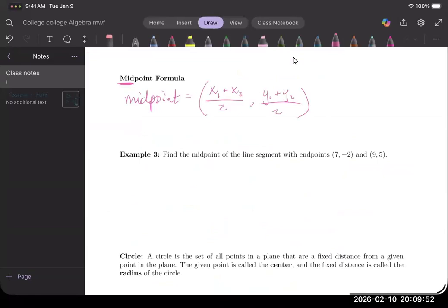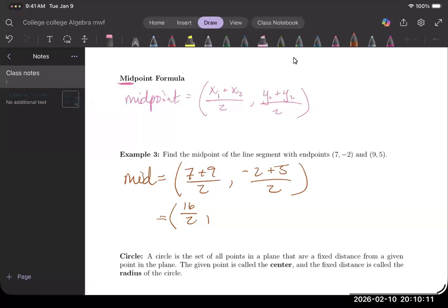All right. So I have midpoint is equal to 7 plus 9 over 2, comma, negative 2 plus 5 over 2. So 7 plus 9, y'all are making me think, is 16 halves. 5 minus 2 is 3 halves. 16 divided by 2 is 8. So 8 and 3 halves. And then, ta-da, that's it.